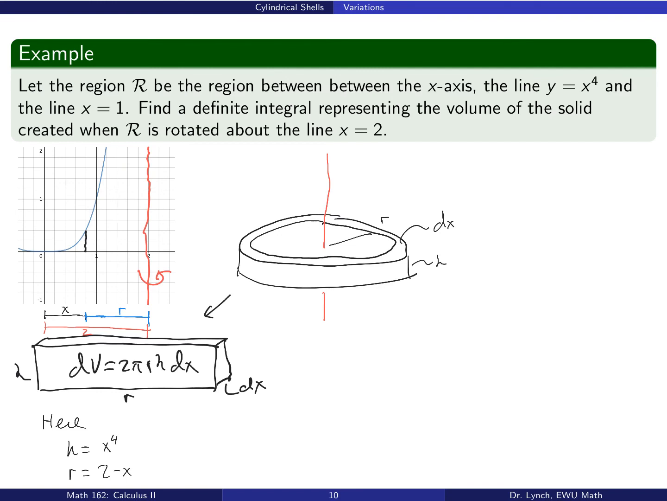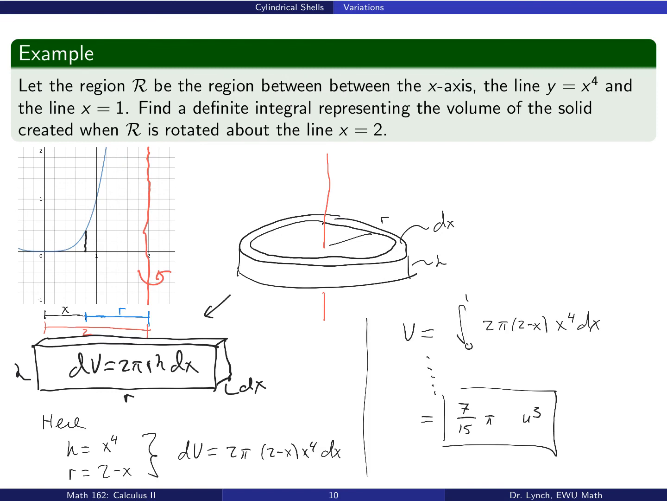So we can see this gives us an expression for dV. That expression for dV is dV equals 2 pi times the quantity 2 minus x times x to the fourth power. The volume can be found using the definite integral to add up all of those little bits of volume. Simplify the integrand. Fundamental theorem of calculus, evaluated at 0 and 1, and we see that the volume is 7/15 pi cubic units.